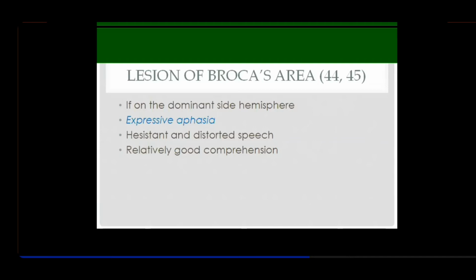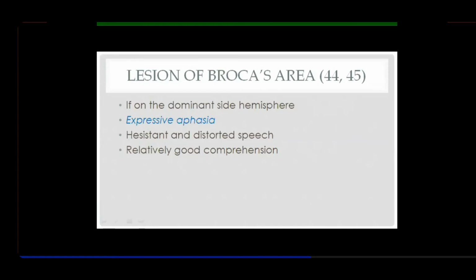But when asked to give a response, he is not able to give a clear response because of the lesion of Broca's area. And this is expressive aphasia. So this person will, of course, be hesitant to speak. And because he knows that he has this problem, he will be hesitant, and speech also will be distorted. But the last point, remember, relatively he has good comprehension. Comprehension is understanding of whatever has been asked in the form of an auditory or a visual stimulus. Okay.